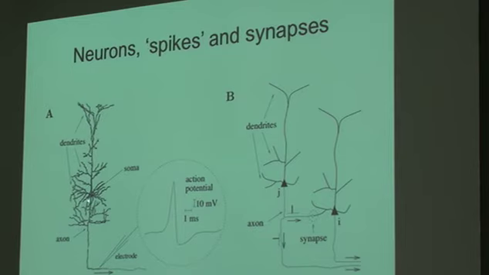The soma is where the nucleus of the cell is. The input usually comes through these dendritic arborizations here. There are many of them, packed very close together. And then you can record: the neuron has a membrane which is polarized at rest.